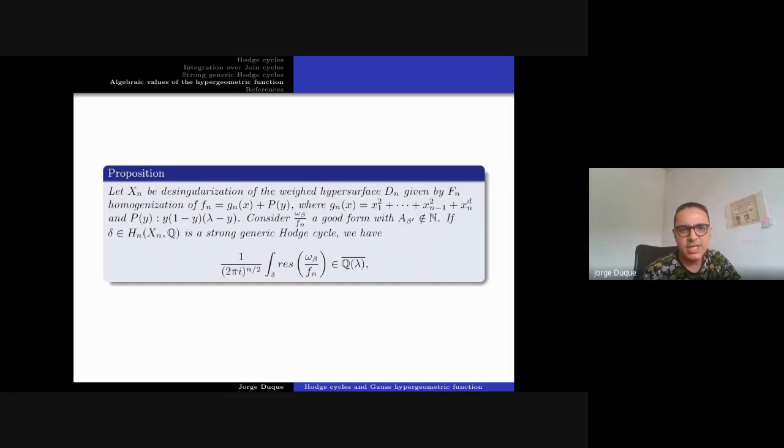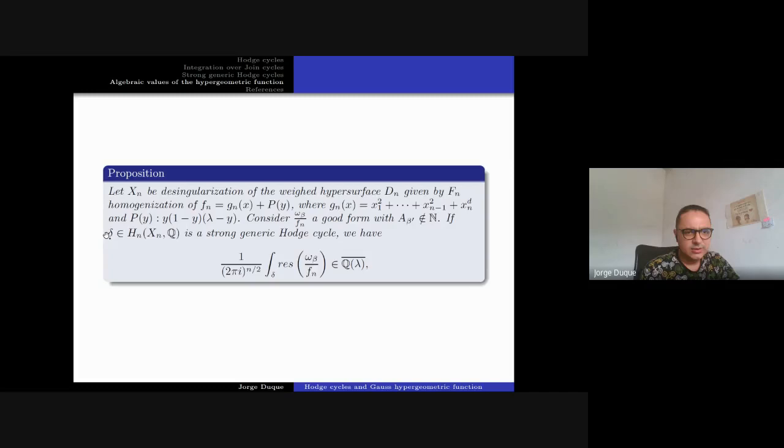Now, as usual, consider the variety defined by this polynomial, and then you consider the singularization, where the polynomial G is given by this particular form. When you take a strong generic Hodge cycle and compute this integral on a good form, we have that this integral is algebraic. But a natural question is: is this true for forms with pole of order 2? I don't know, but the next slide gives some light.